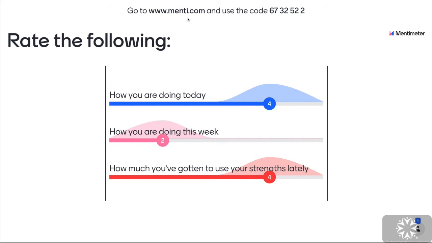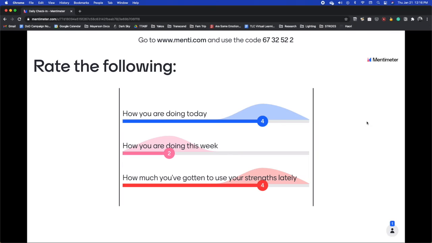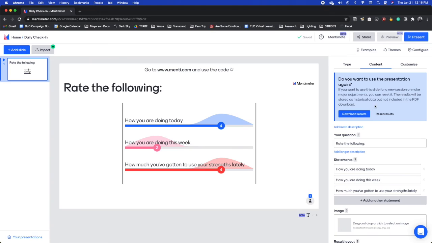So I went to menti.com, I used this code, and then I voted. And one thing that's really cool is that these averages will actually change as you get multiple votes. You can also see the total number of responses in the bottom corner. This is all pretty cool. Now when you go back to the editor, you'll actually have the option to download and or reset your results. And this is a great way to save yourself some time if you want to use the poll again.